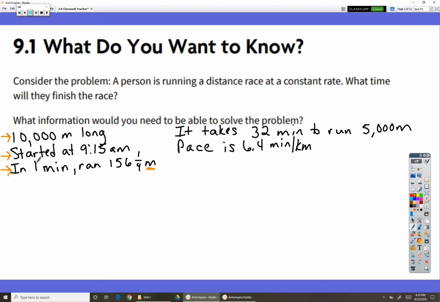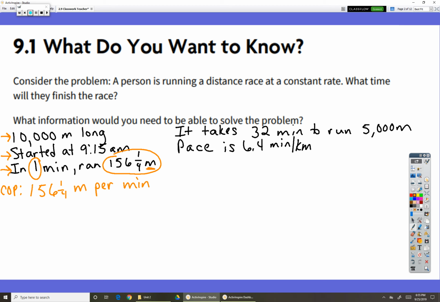I also like this one because it says in 1 minute. So it's giving me a unit rate. It's giving me the constant of proportionality for this problem. So if it's 156 and 1/4 meters in 1 minute, 156 and 1/4 is our constant of proportionality. And that constant of proportionality, let's just say the COP, represents 156 and 1/4 meters per minute.